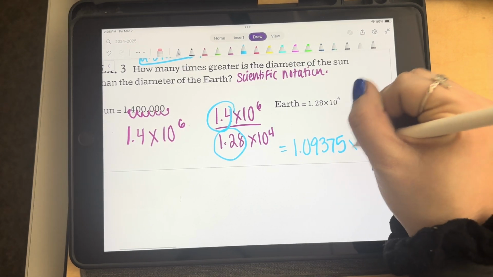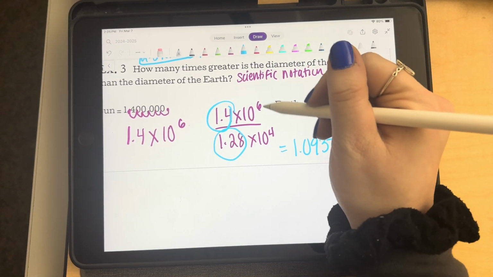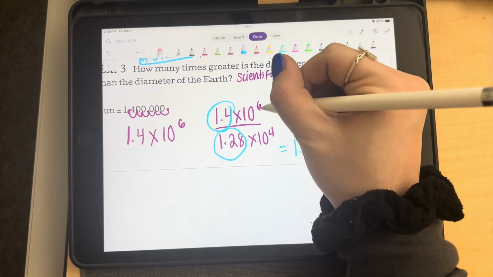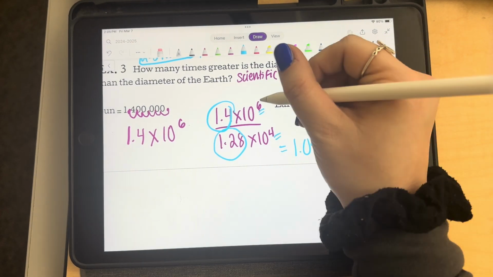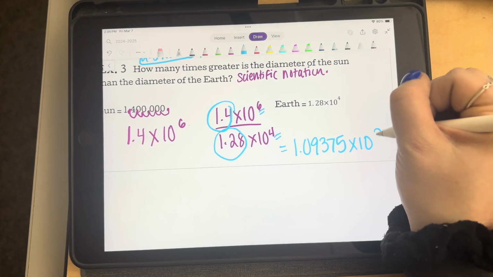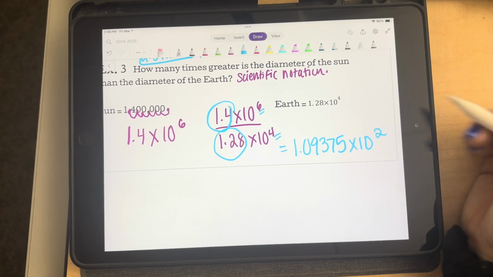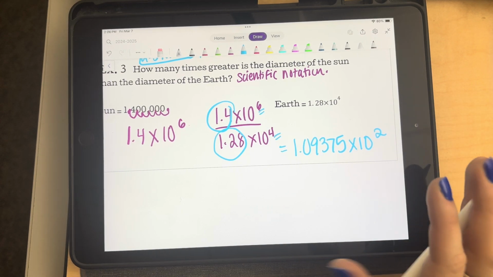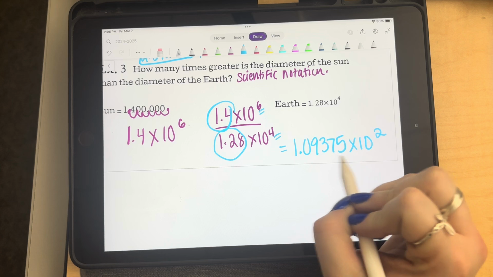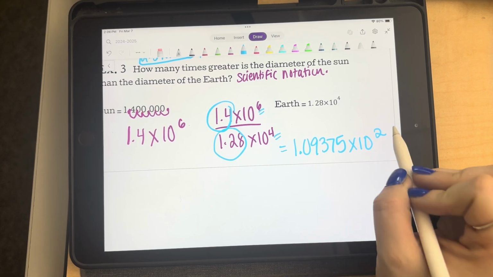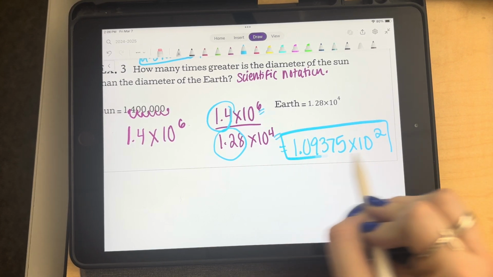Then I've got times 10. When I'm dividing, I subtract the exponents. So I have 6 and 4, and I take 6 minus 4 to give me 2. Final step, make sure it's in scientific notation. I have my base between 1 and 9.9, times 10 to the square.